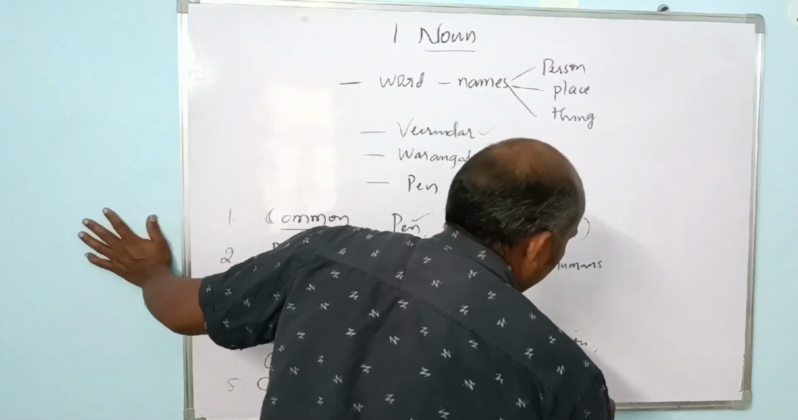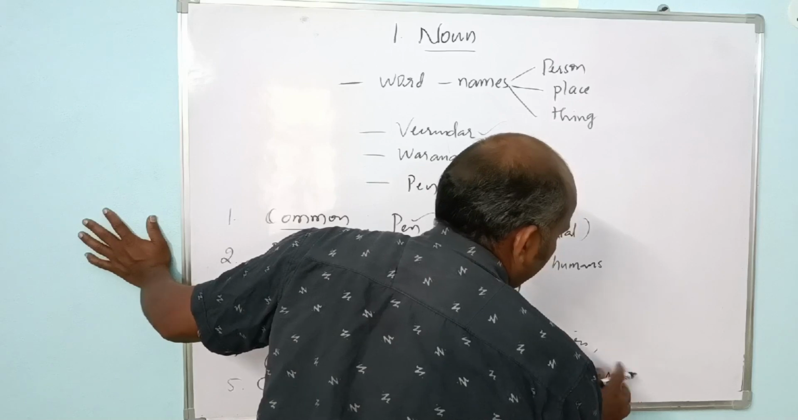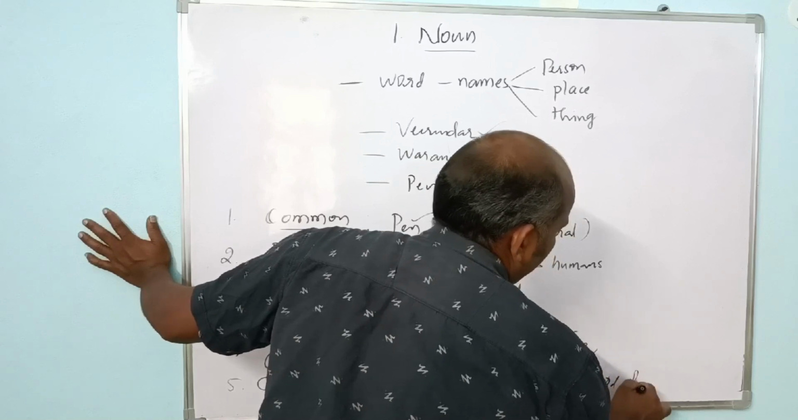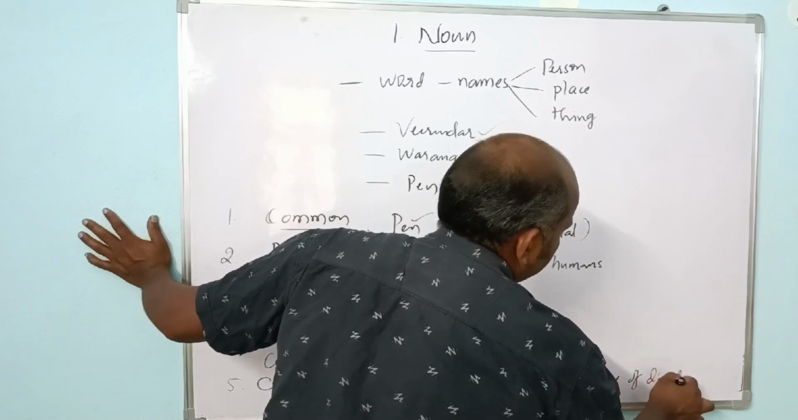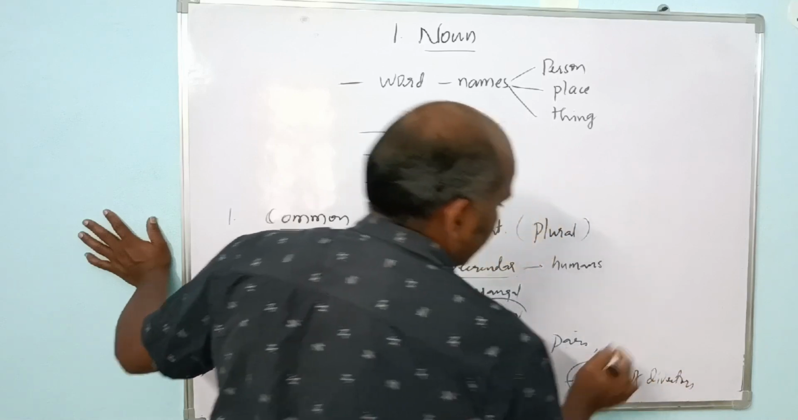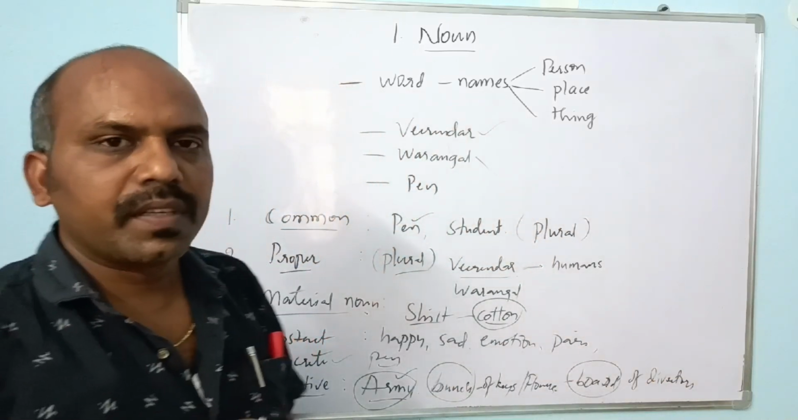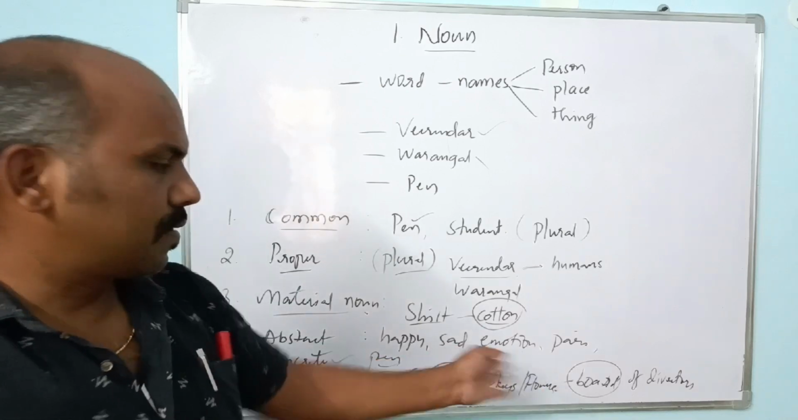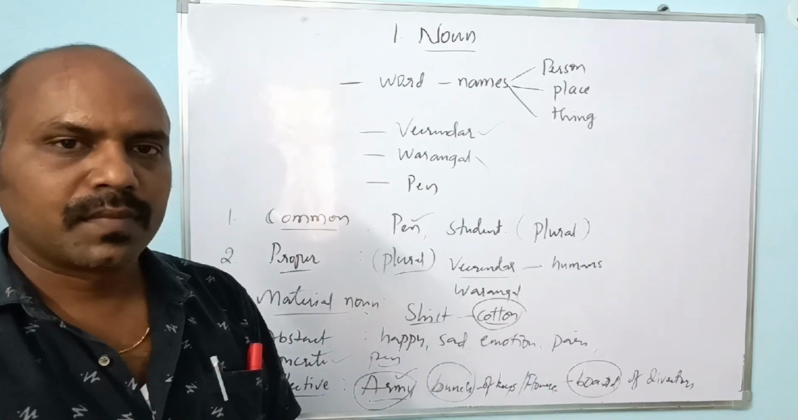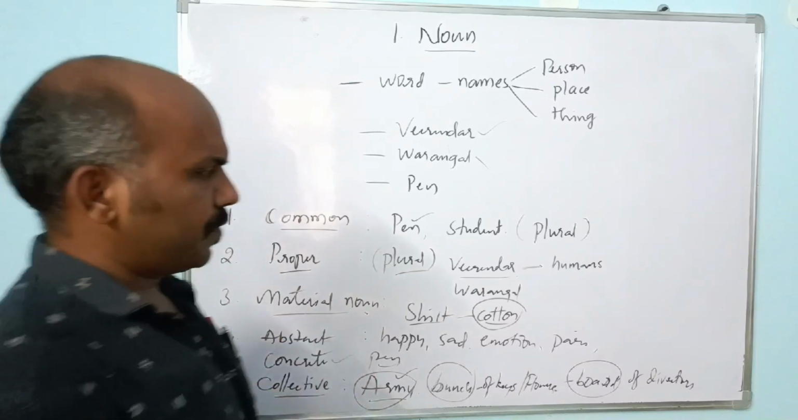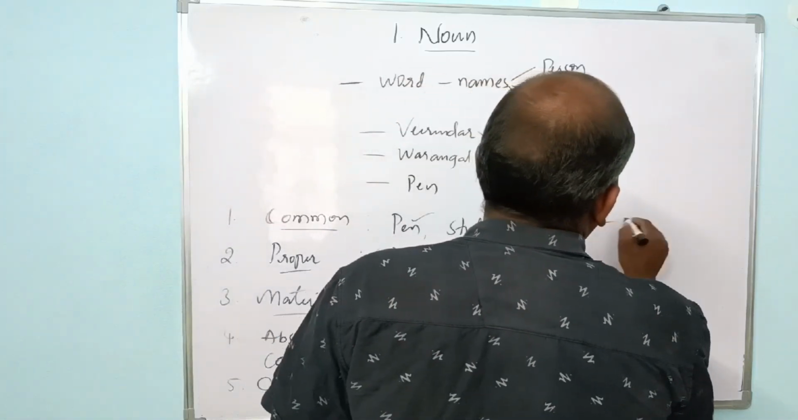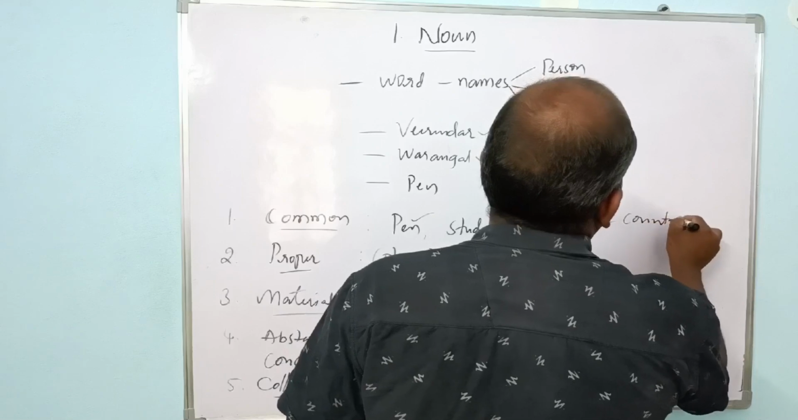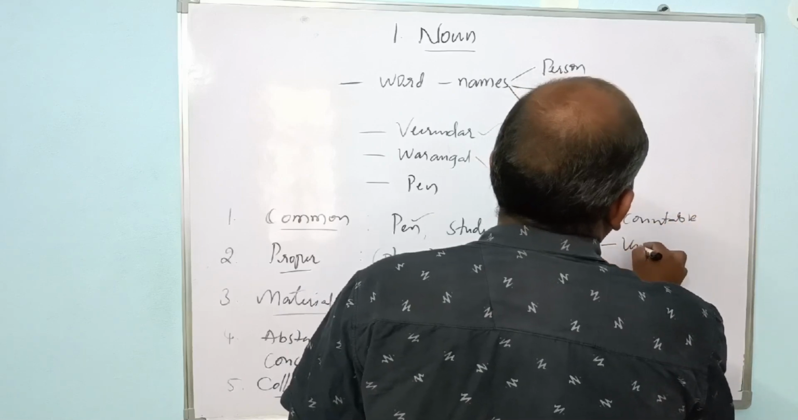And a board of directors, right? Board of directors. So here board is a noun which is a group of directors. So nouns like these are called collective nouns. And there are two more. Those are countable and uncountable.